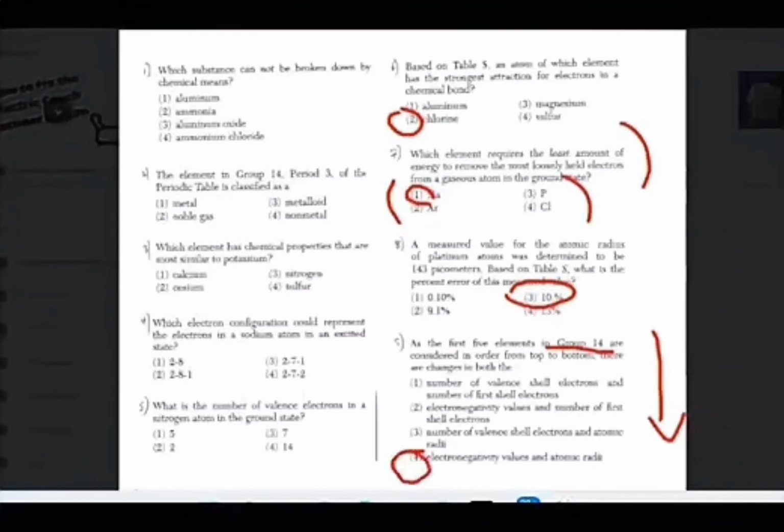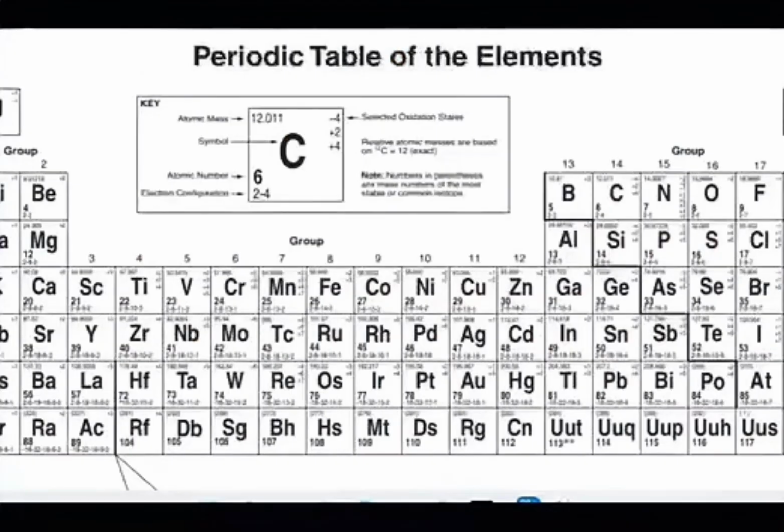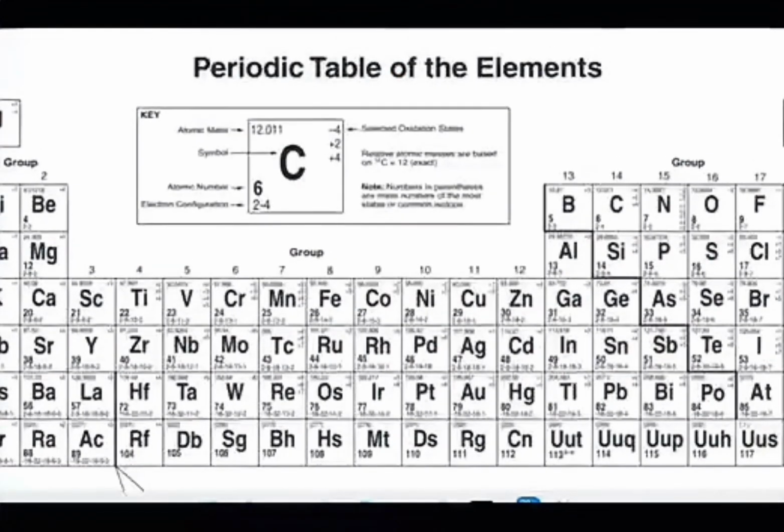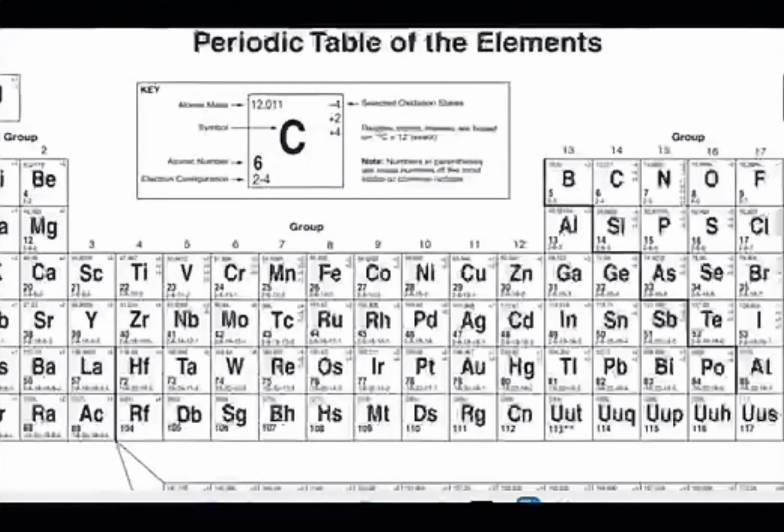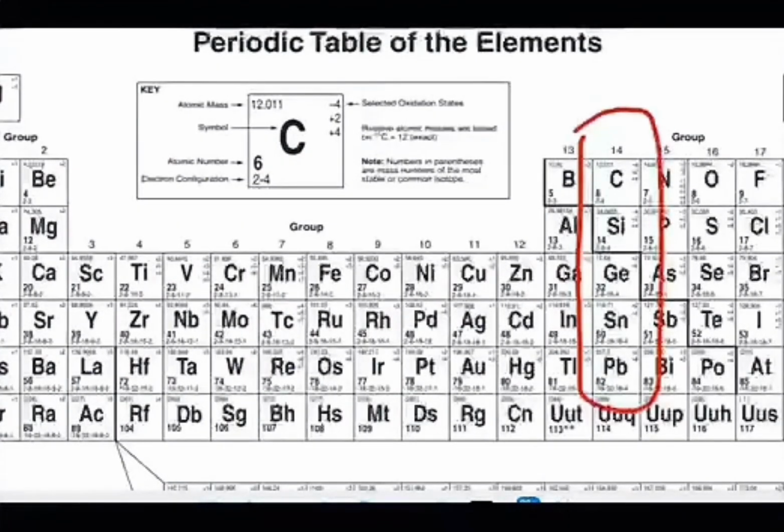radii. You might not know that, but let's go back and look first at the periodic table as far as valence shell electrons and first shell. Okay, when we're looking at group 14, we're looking at carbon, and down this column, every single electron configuration is starting with the number 2 electrons in the first shell.